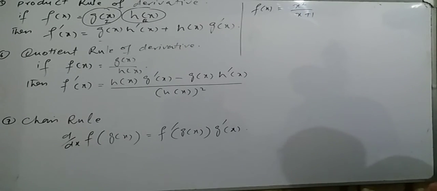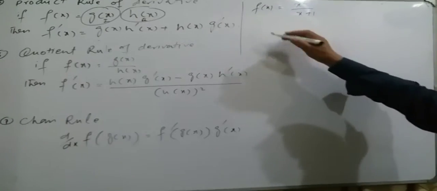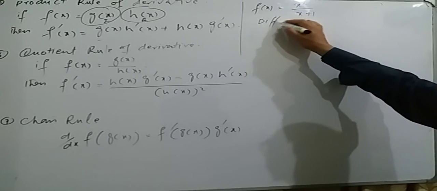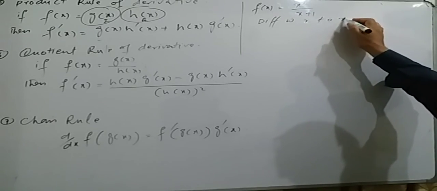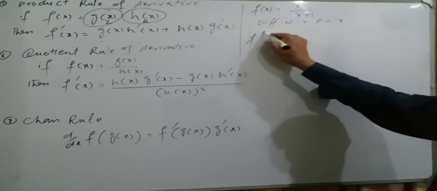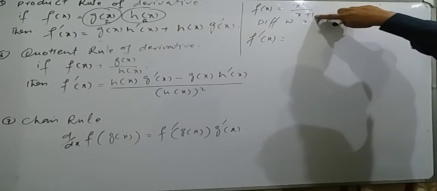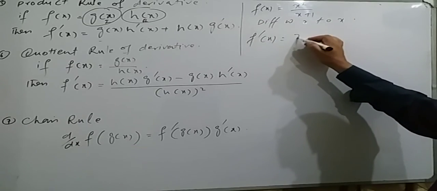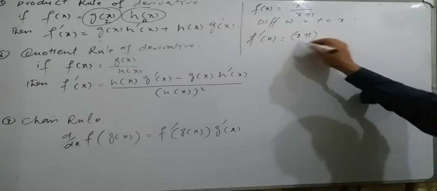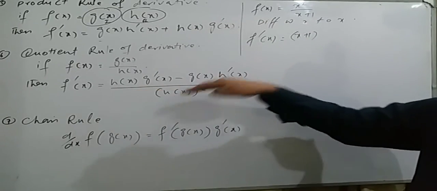So if we need to differentiate this particular function, how can we differentiate it? Differentiate with respect to x. Now f dash of x will become, look, this is g of x and this is h of x. h of x means x plus 1. According to this rule, I am taking the steps.